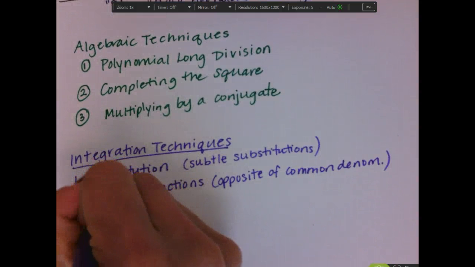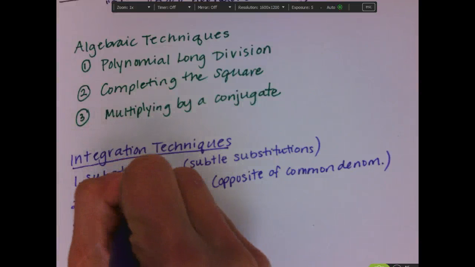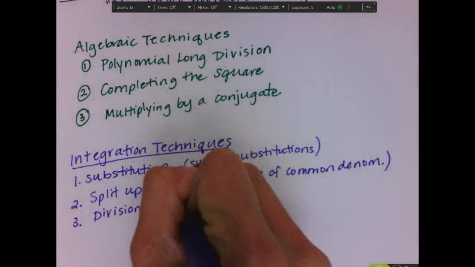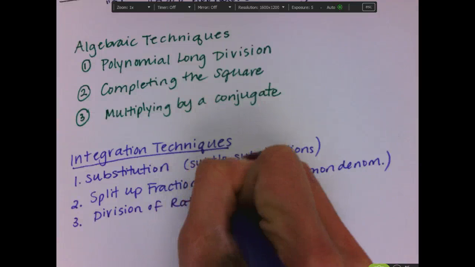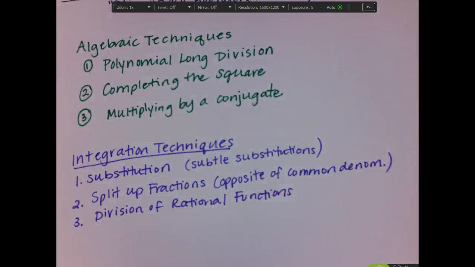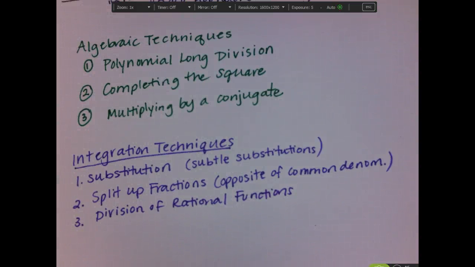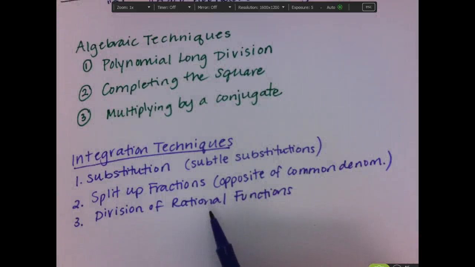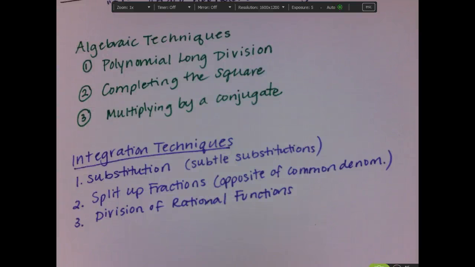Another technique, again, is the division of rational functions. And this is where our polynomial long division technique will come into play. So if you have two expressions that are divided, that creates a rational function. And if you actually do the long division and divide them out to find the quotient and the remainder, then you can integrate each of those pieces a little bit more easily sometimes than you can the rational function itself.